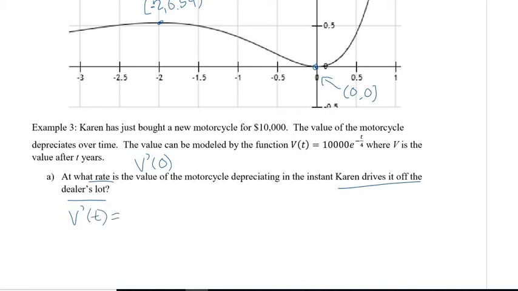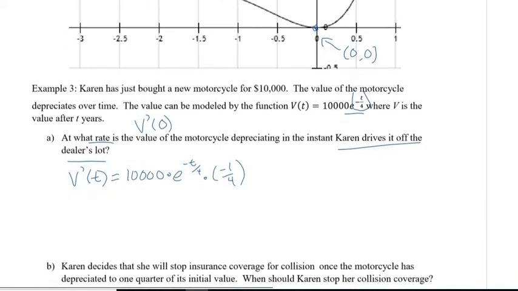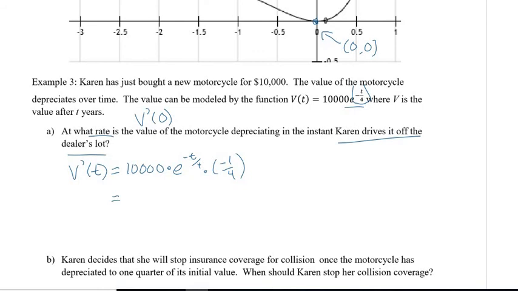If it was 10,000 times e to the -t over 4, the 10,000 is a constant multiple, so it stays the same. And then for e to the -t over 4, we're just going to use some chain rule. That's going to be e to the -t over 4. And then we do the derivative of the inside function, which is just our exponent, and that's -1/4. So next, let's clean this up a bit. Let's multiply the 10,000 by the -1/4. That becomes -2,500 times e to the -t over 4.